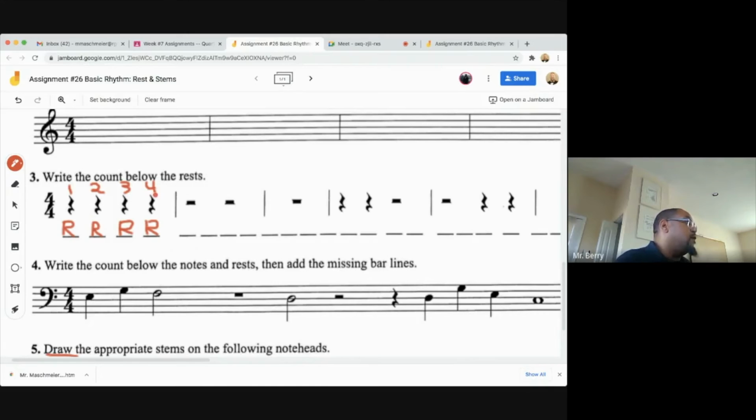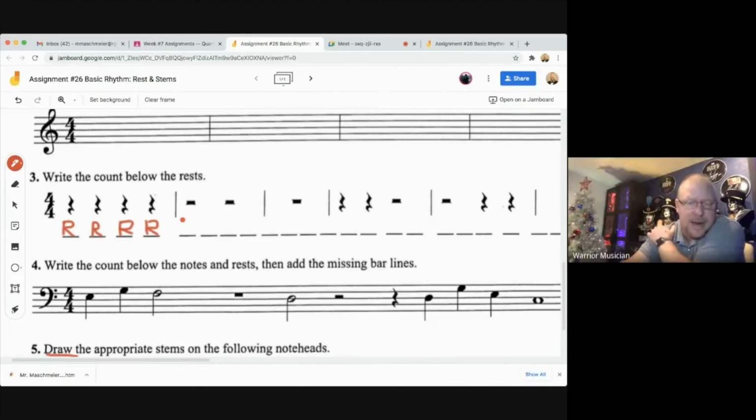Okay. All right, now let's look at the next measure. Now we're dealing with half rests. What's the value of a half rest again? How many beats does a half rest get, gang?